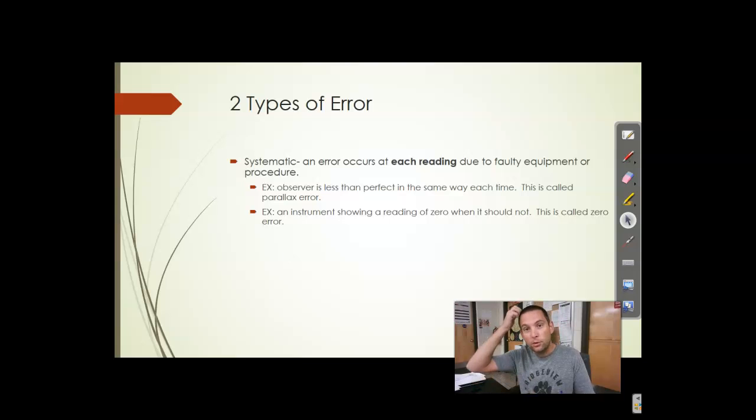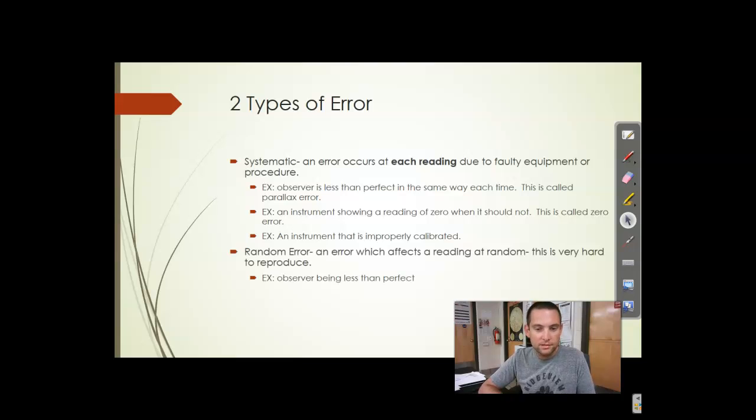Another type would be an instrument showing a reading of 0 when it should not. This is called a zero error. If you have a multimeter connected up and you're expecting 1.5 volts because you're testing out a battery and it shows 0, then that's a zero error and we can recognize it and fix it. An instrument that has been improperly calibrated, you put a 100-gram mass on a scale, and then you put a 200-gram mass on it, and you never zeroed in between. That may give you an improper reading if there's any kind of stuff left over on the digital balance.